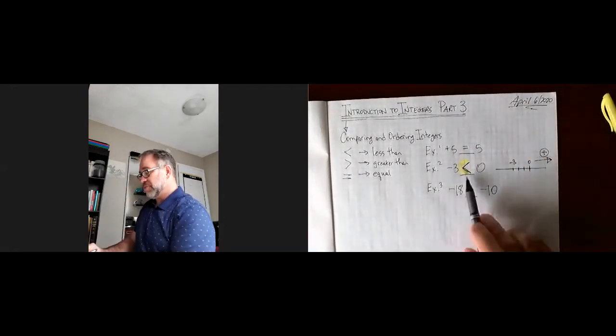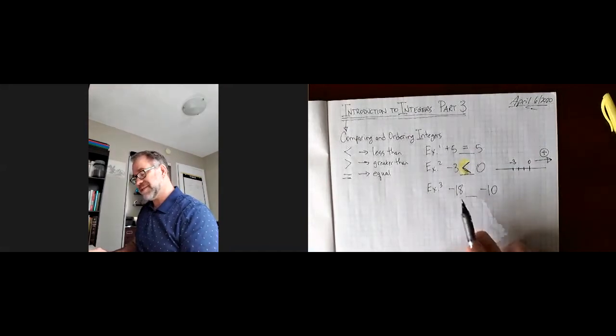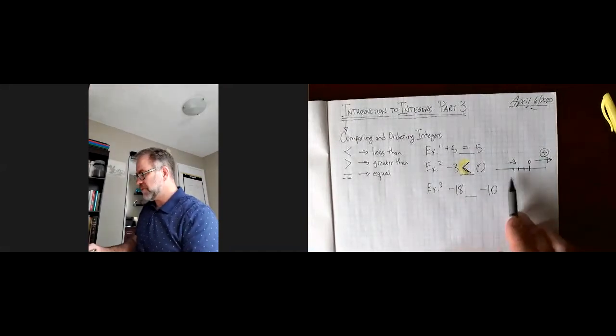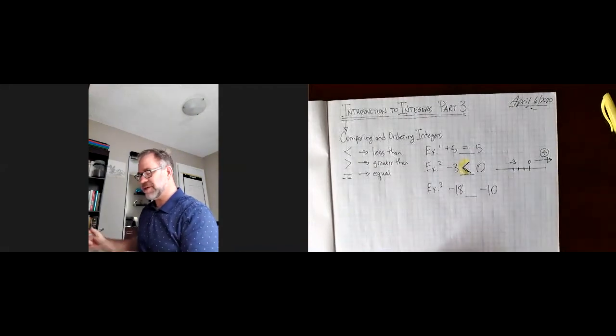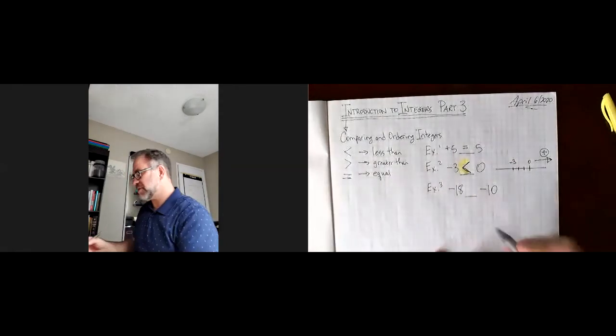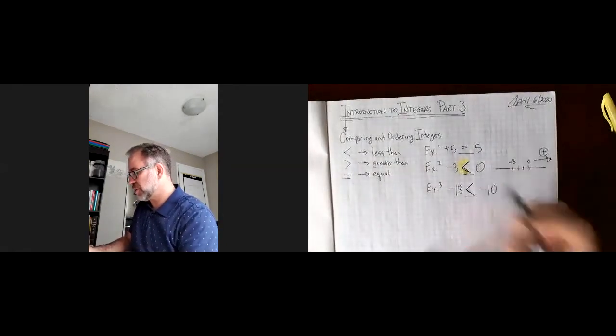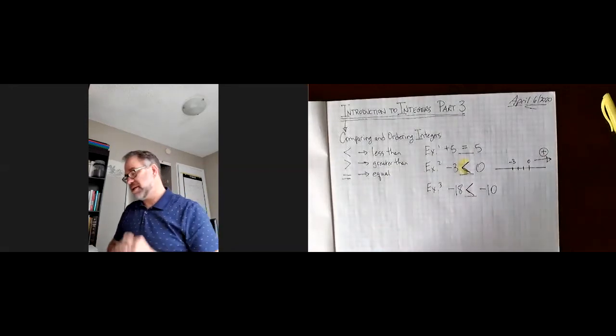So negative 3 is less than 0. And negative 18, it looks like it's a bigger quantity because the number's bigger. But if you picture where negative 18 would be on a number line, it's actually further away from the positive side on a number line. So negative 18 is the smaller integer, and it is less than negative 10.